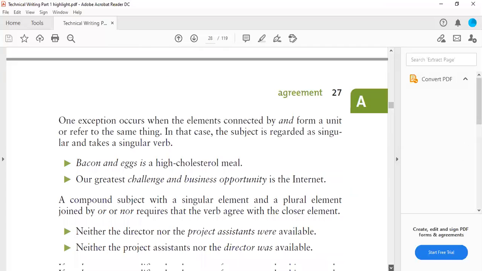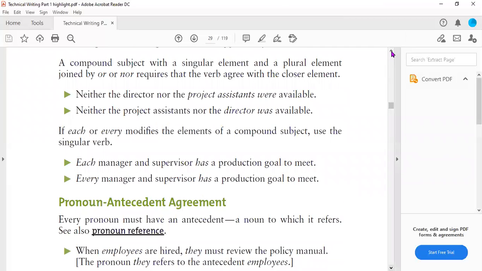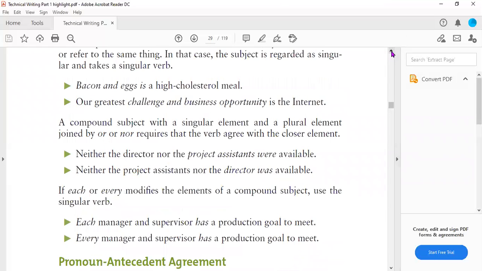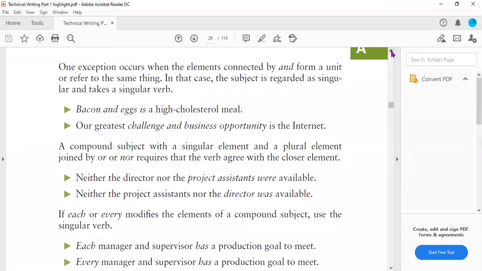For example, bacon and egg. Okay, bacon and egg is a high cholesterol meal. Here, when we use bacon and egg, you eat them together. So the bacon and the eggs are together. We look at them as one dish, as one unit. That's why we use is. Our greatest challenge and business opportunity is the internet. Okay, so again, here we treat this as one block or as one unity.